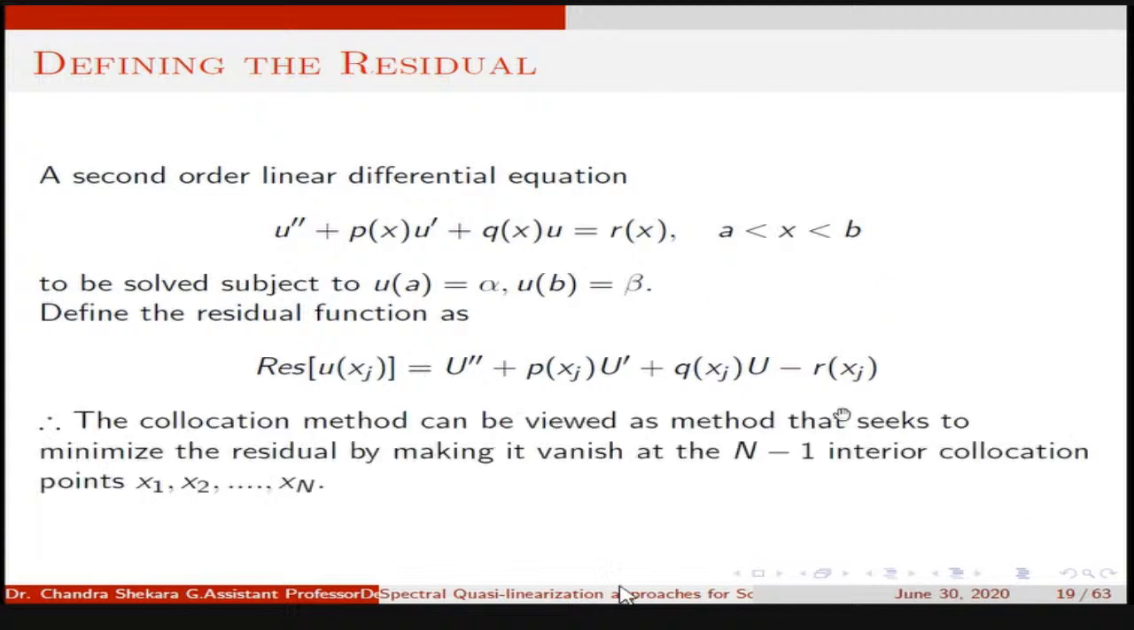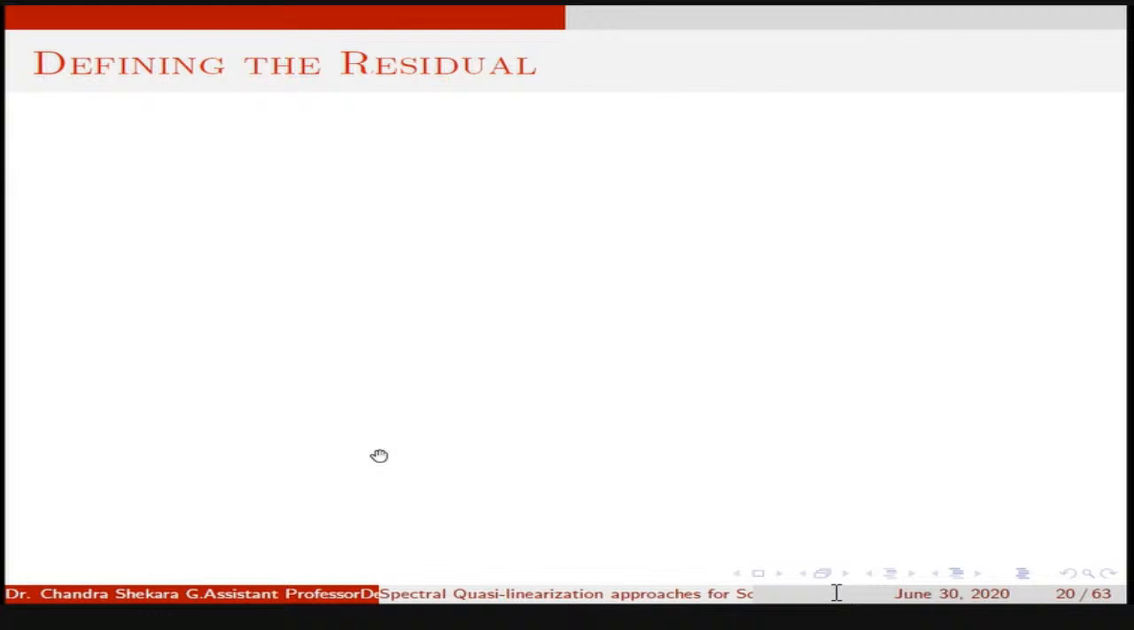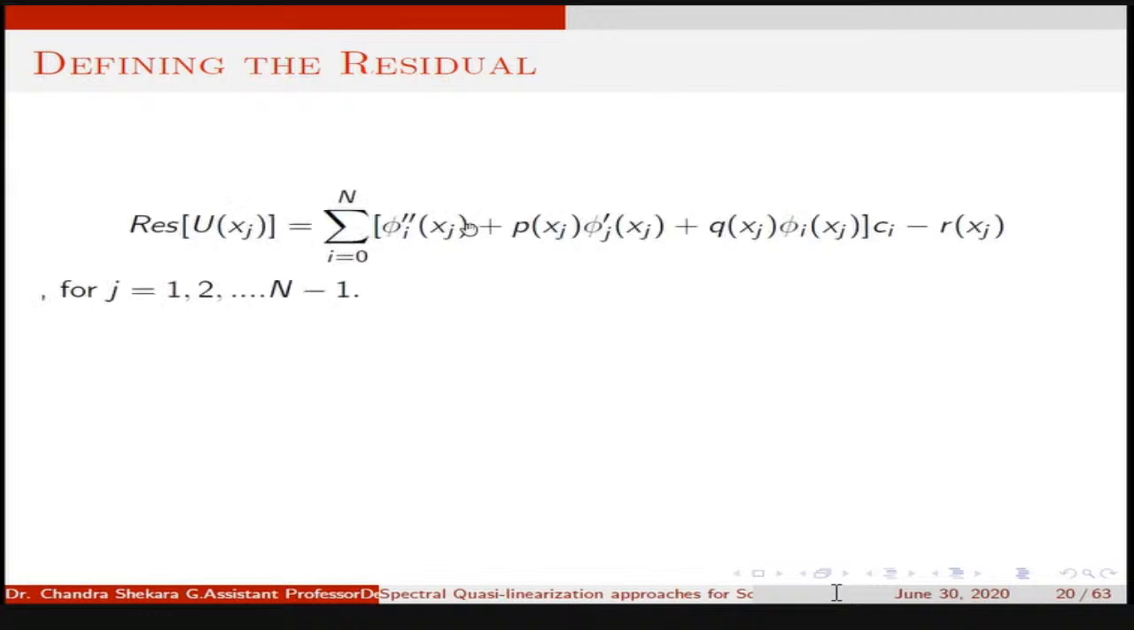So therefore, we can view this collocation method as minimizing the residual, or making it vanish at the interior collocation points. Because the boundary conditions will anyway be satisfied, we want this residual to be minimum at the interior points. This residual we can calculate by substituting the series solution I mentioned into the residual definition. So we'll get this equation.